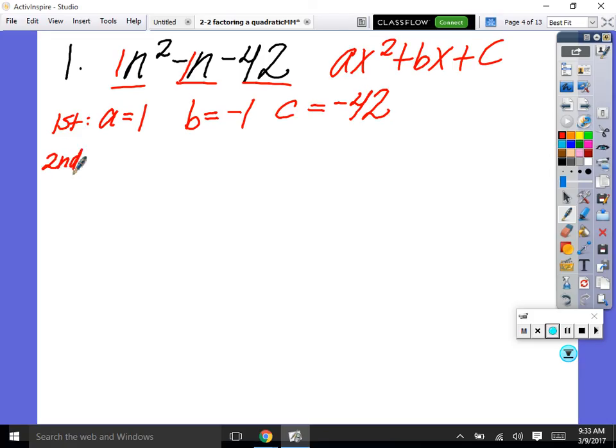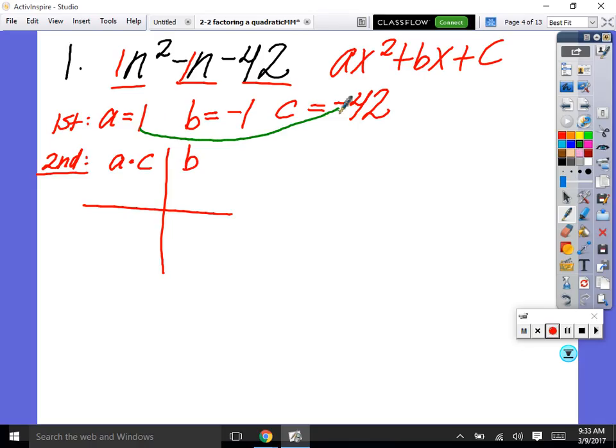Now our second step is to set up our little chart, which is what multiplies to be A times C and adds up to be B. Now I'm going to leave myself some room to write in here and in here. So we're going to literally do what multiplies to be A times C, so that's 1 times negative 42. So we're looking for what multiplies to be negative 42 and adds up to be B. B is negative 1, so put a negative 1 here.